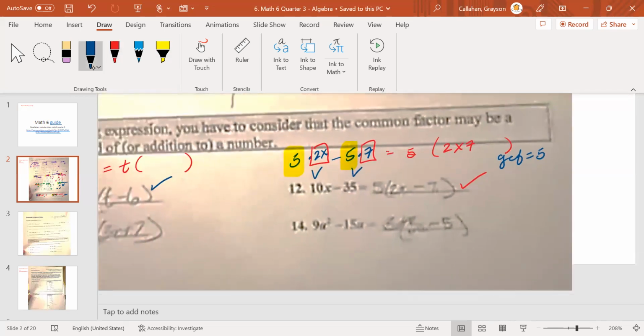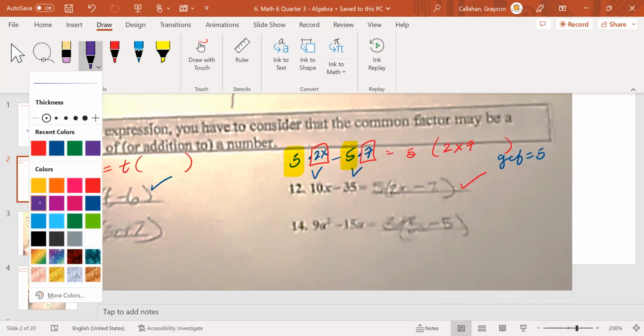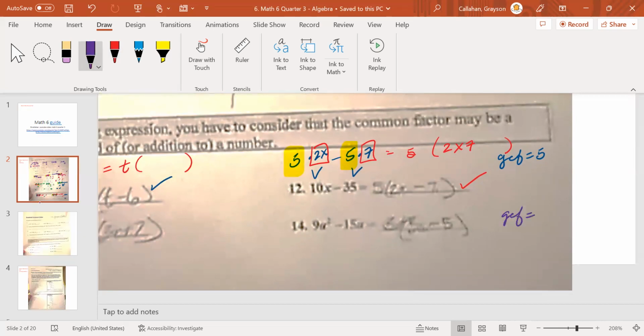Let's take a look at number 14. So we're just going to skip around a little bit, okay? So what's your greatest common factor between 9 and 15? Greatest common factor between 9 and 15. Isn't it 3? What's your greatest common factor between a squared and a? Isn't it a? Because there's only one a there, right? So then when I do this, this is 3a times 3a. 3a times 3a is 9a squared, right?